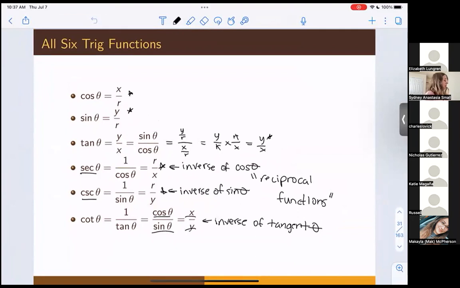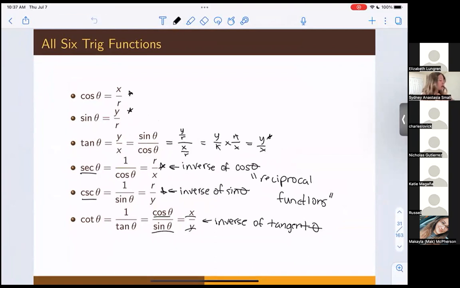We worked a lot yesterday with cosine and sine, which is just the x value over the radius or the y value over the radius. We worked a ton with those. We also talked about tangent and how tangent is just y over x, which ends up just being sine over cosine because those radii in the denominator cancel. So tangent works really nicely.